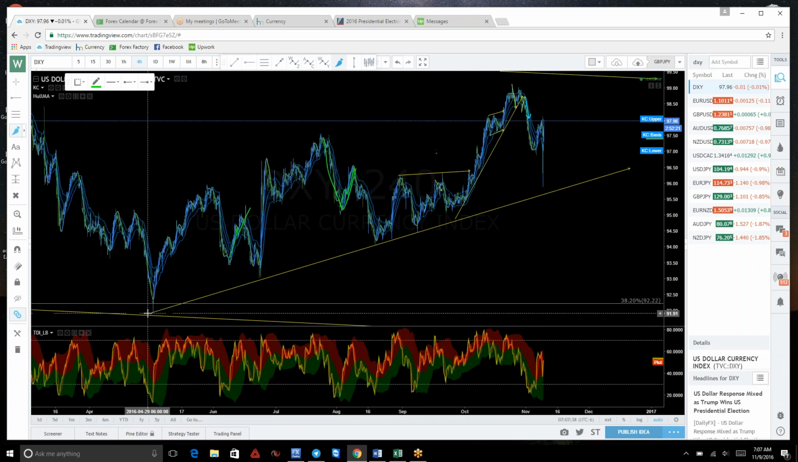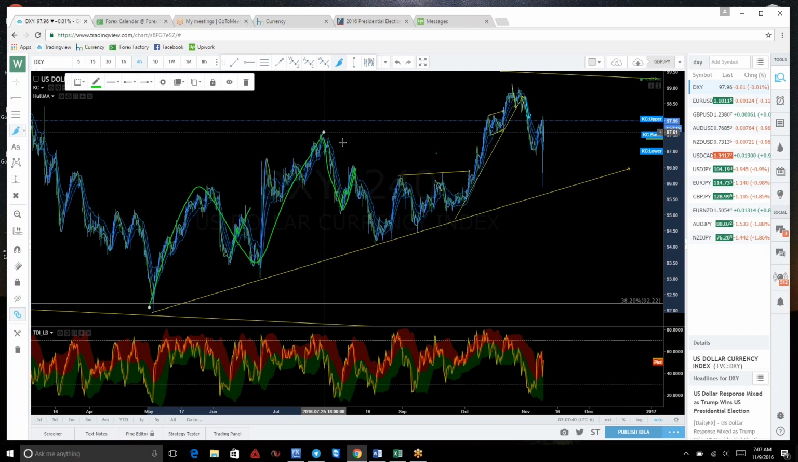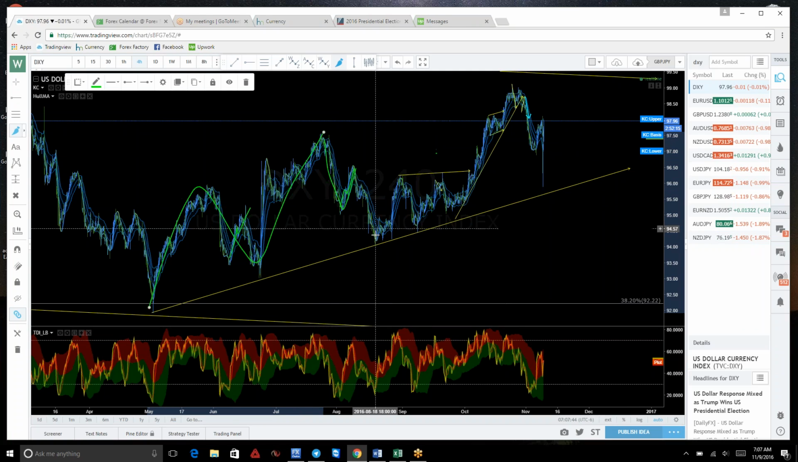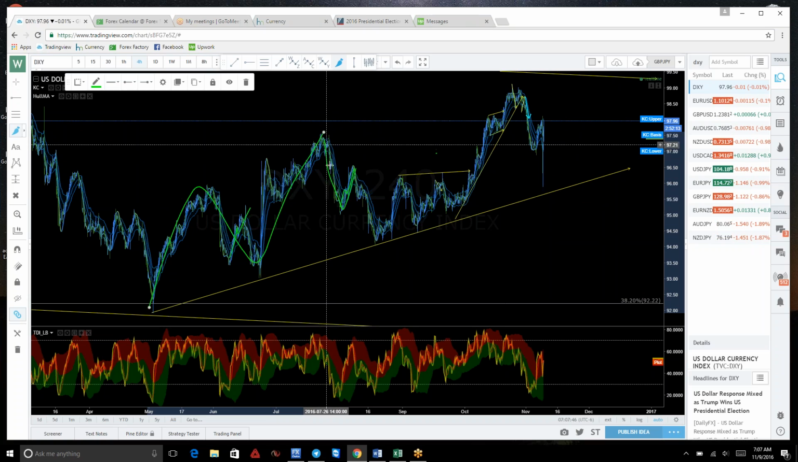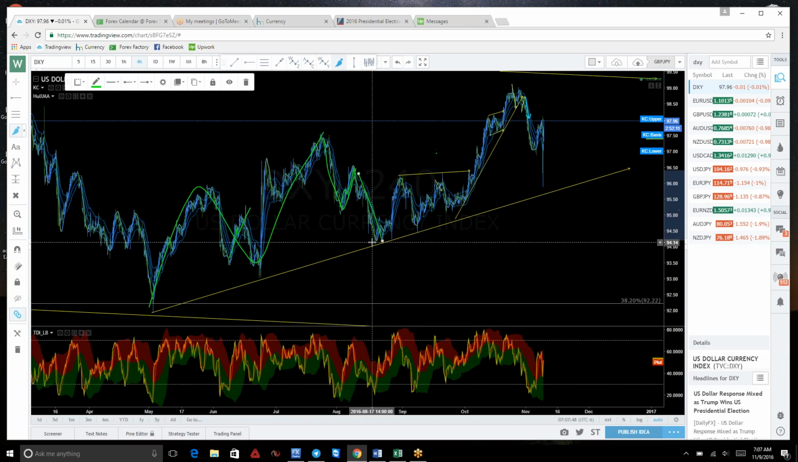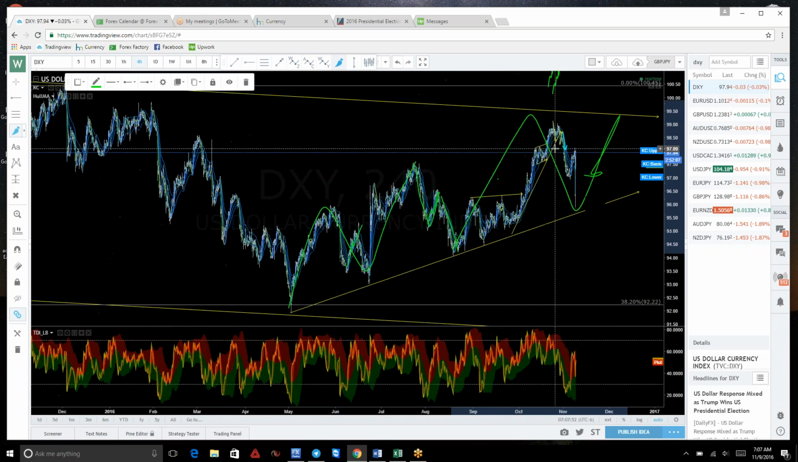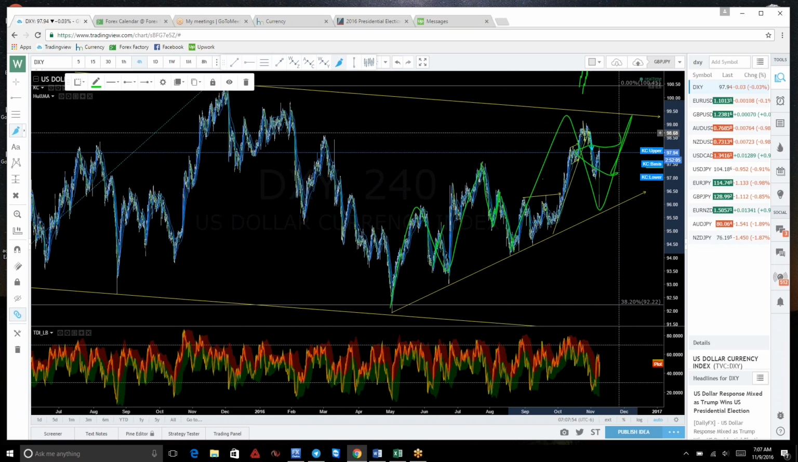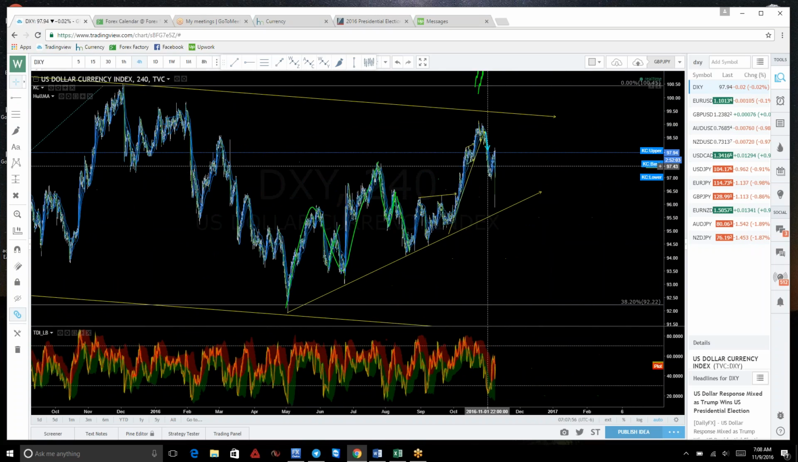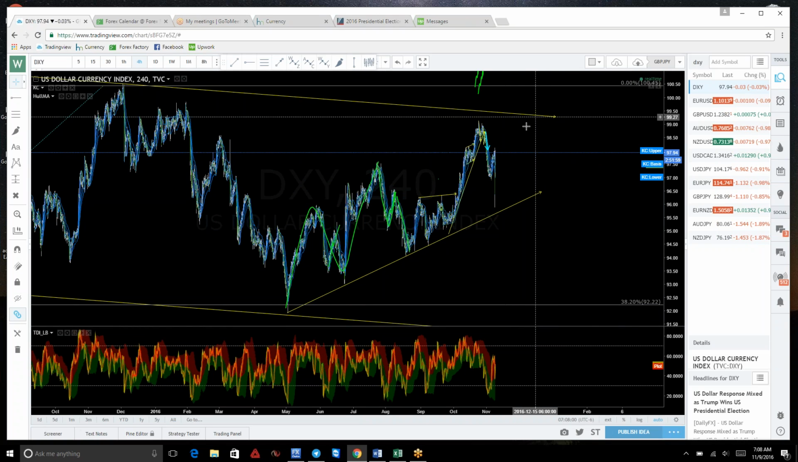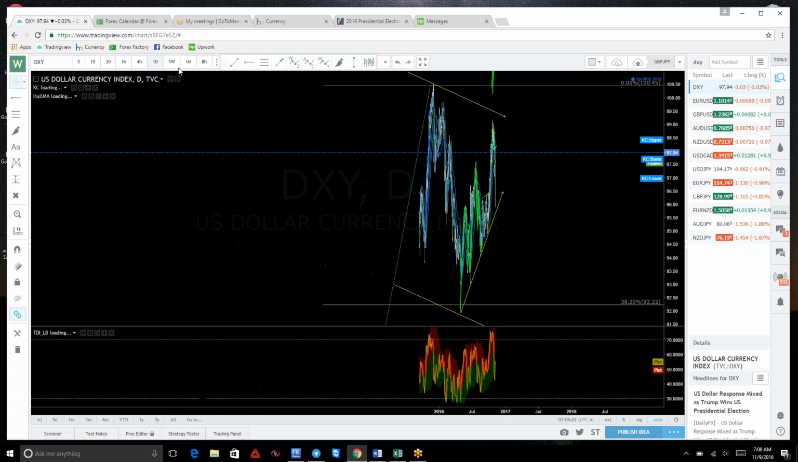If you look at it like this, as a 1 and 2, 3, and you get the 1, 2, 3 correction, and a 1, 2, 3 move along. So that's why I would anticipate this to keep going. Look at it on a daily.